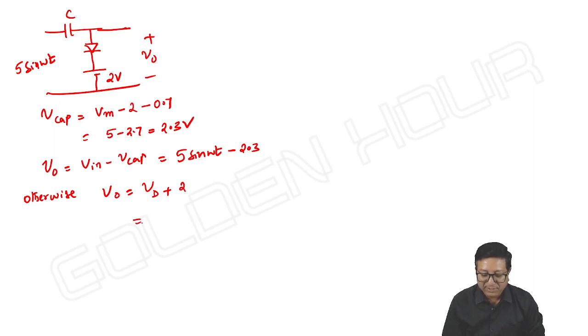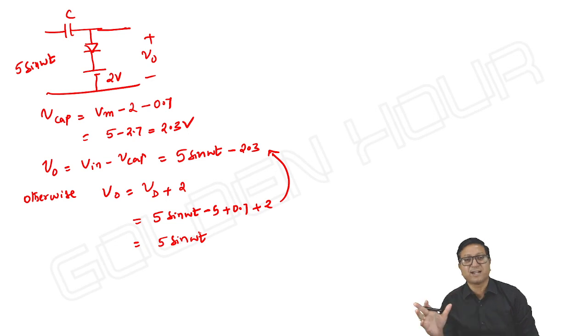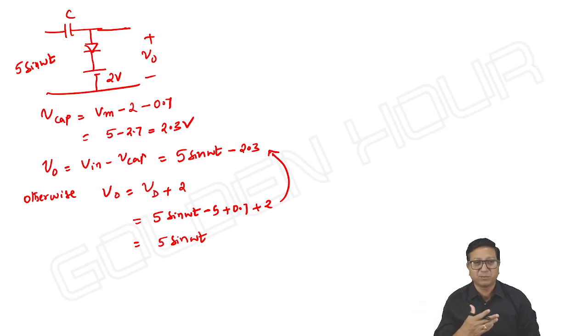What is Vd? What we expect in the ideal case is 5 sin omega t minus 5, but Vd of 0.7 volts is considered. That voltage we need to add, plus 2. However you take it, you can see the same result. Ideal case response, Vd is standard, whatever may be the input: 5 sin omega t, or 2 plus 5 sin omega t, or minus 4 plus 5 sin omega t. Anything is possible, right? Of course, here the reference voltage is there.